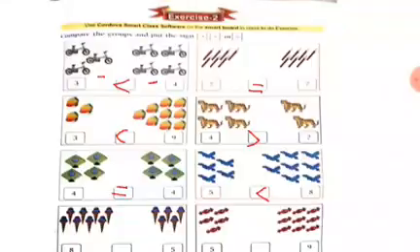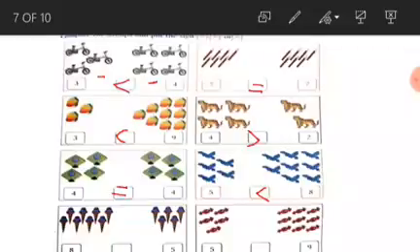So here delicious ice creams are there. On one side 8 ice creams are there. On the other side 5 ice creams are there. So which one is more? 8 is greater than 5. So we put the sign like this.